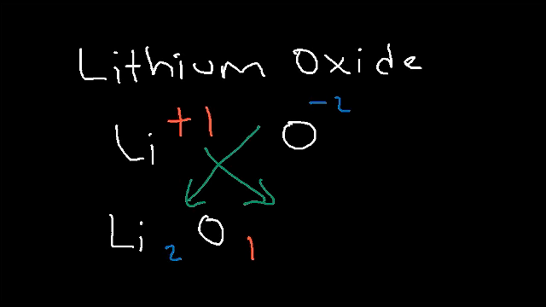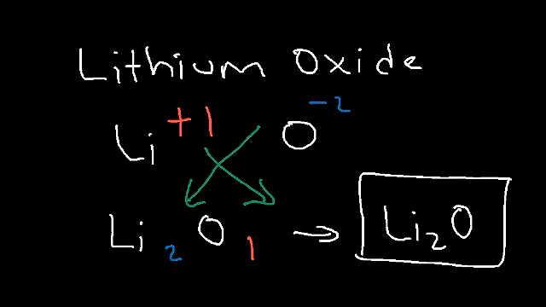Now you really don't need to write the 1, so we can simply leave it as Li2O. If there's no number, it's always assumed to be a 1. So that's why we don't need the 1. So this is the formula for lithium oxide. That's what you need to do to write it. So for the sake of practice, let's try another example.